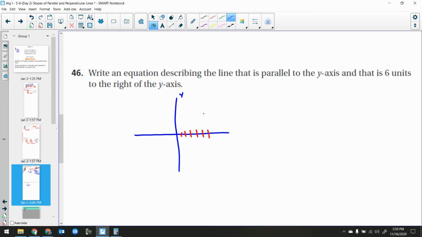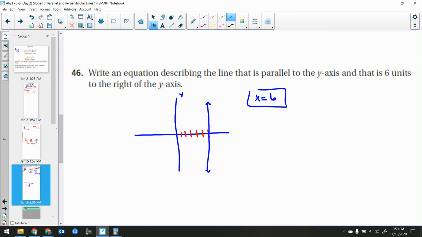So that means this line right there, that's going to be parallel to the y-axis. That's 6 units to the right. If it's a vertical line, remember it's an x equals equation. X equals what? 6. That's my answer.